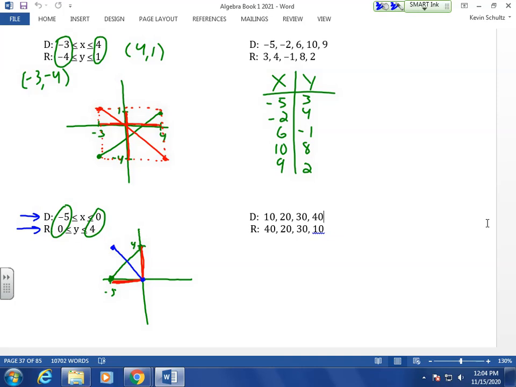And then the last one, we end with an XY table. Domain 10, 20, 30, 40. The range 40, 20, 30, 10. Okay. And there you got it.